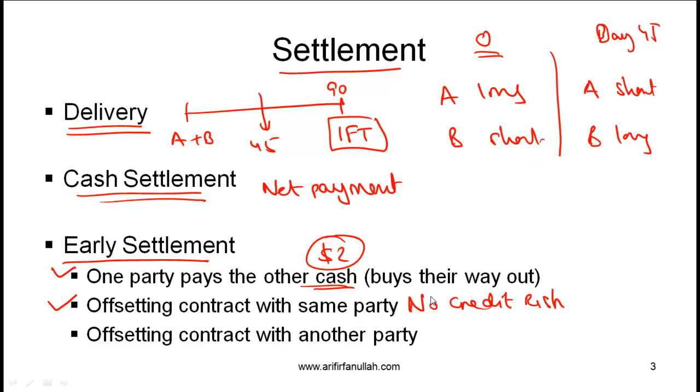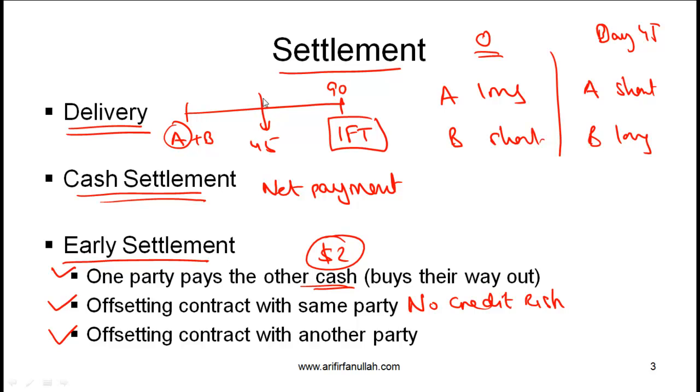No party owes anything to each other, and when no party owes anything to each other, there is no credit risk. And the final item on this slide is that you can also do an early settlement by getting into an offsetting contract with another party. The way this works is, let's say that you are party A and you got into a long position with party B. So party B has the short position, and again on day 45 you want to get out of this deal.